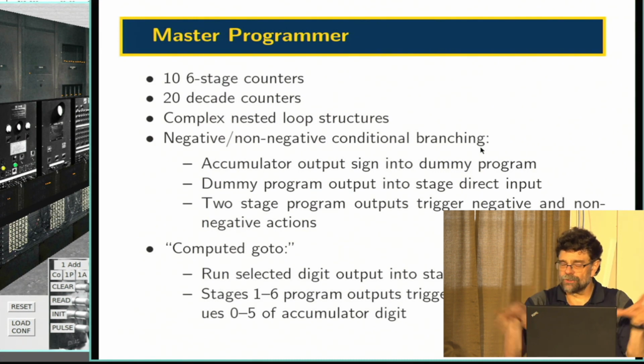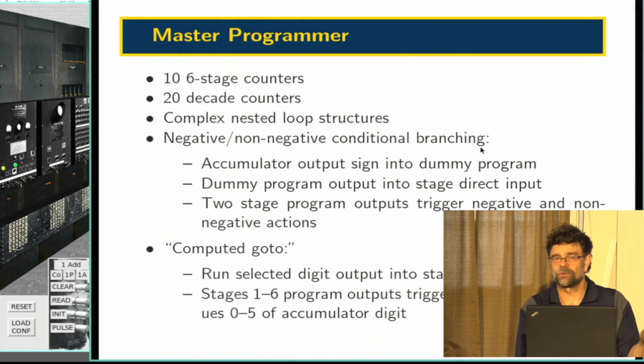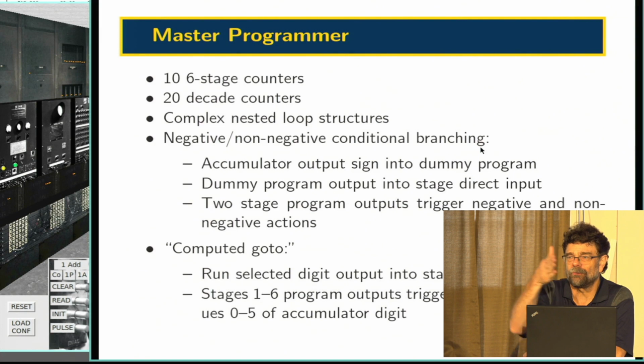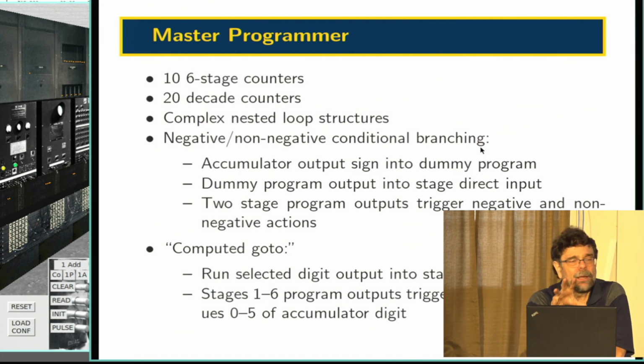So I can construct these fairly complex nested loop things because, of course, some of the actions that those stages can do is trigger other loops. Another thing I can do is feed directly into those stage settings information about previous calculations. And this gives me the capability of conditional branching. Now, this is the thing that really made the ENIAC unique. Up until that point in time, no machines could really do conditional branching.